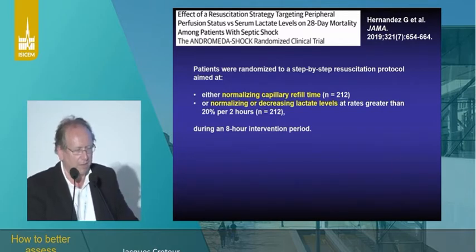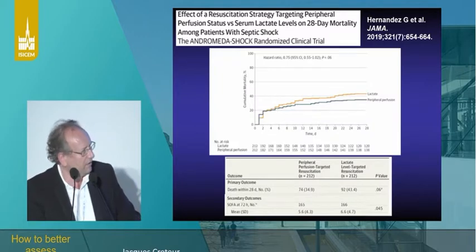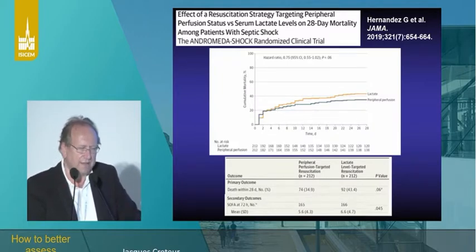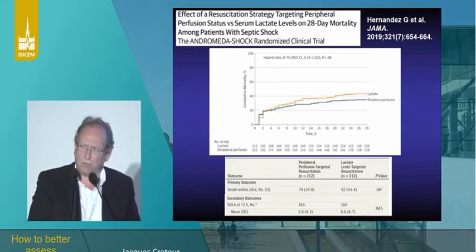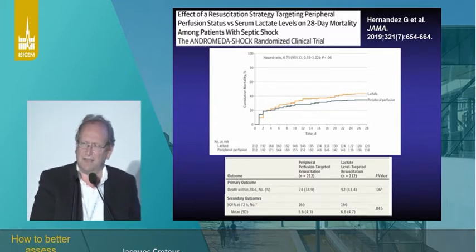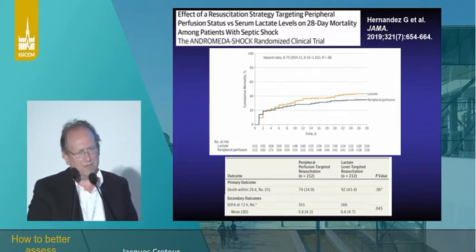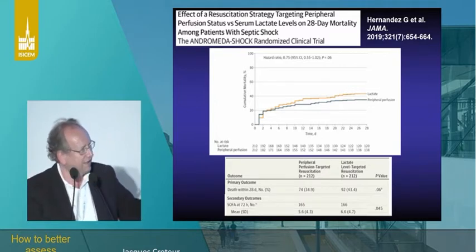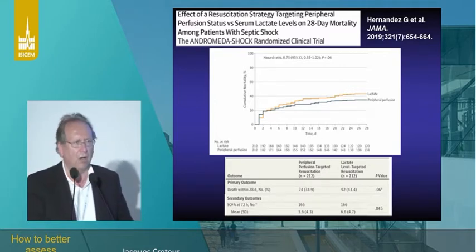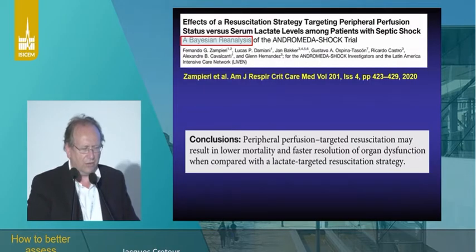But this study is supposed to be negative, but as you can see, there was a difference of 10% between the lactate group and the peripheral perfusion in favor of the peripheral perfusion. So this is a decrease of 10% of mortality with a p-value of 0.06. So you can say this is negative, but it's always positive with the evolution of the SOFA score, which goes in the same way with an improvement of organ dysfunction.